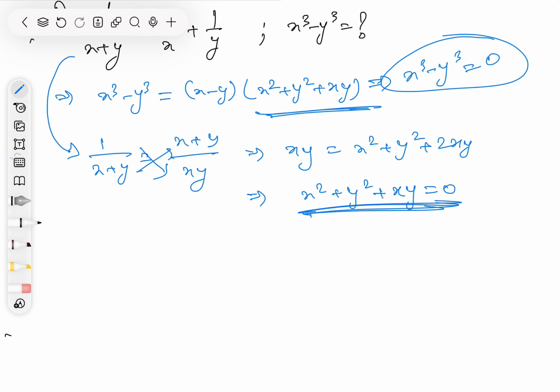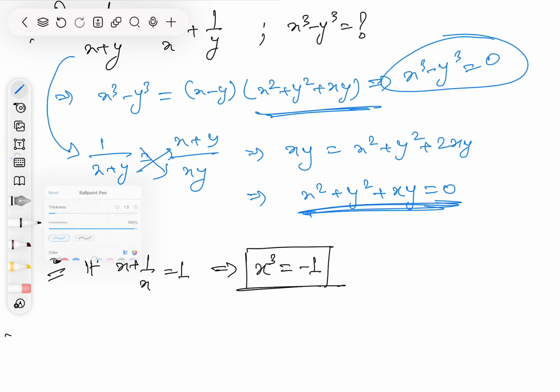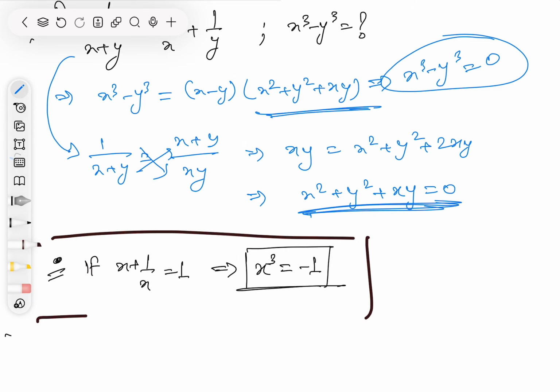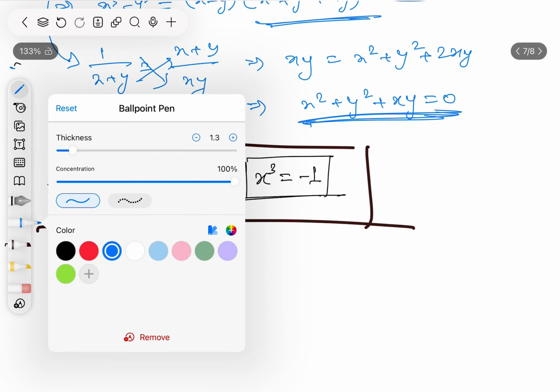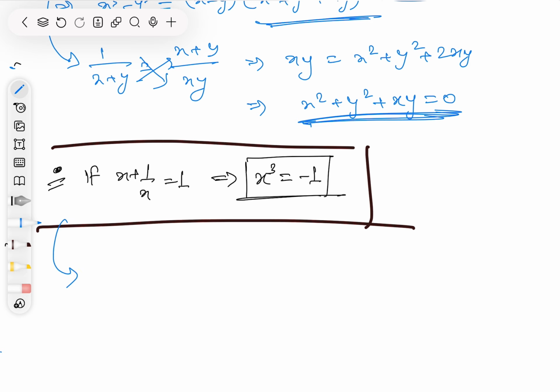Based on the previous results that we have seen, we have one more result. That is, if x plus 1 by x is equals to 1, in that case, x cube is minus 1. This is also one of the results that you can have. Again, let's try to prove this, because we need the proof in algebra. So x plus 1 by x is equals to 1. This we have. If we expand this, so this will be x square plus 1 upon x equals to 1. So that is x square minus x plus 1 equals to 0.